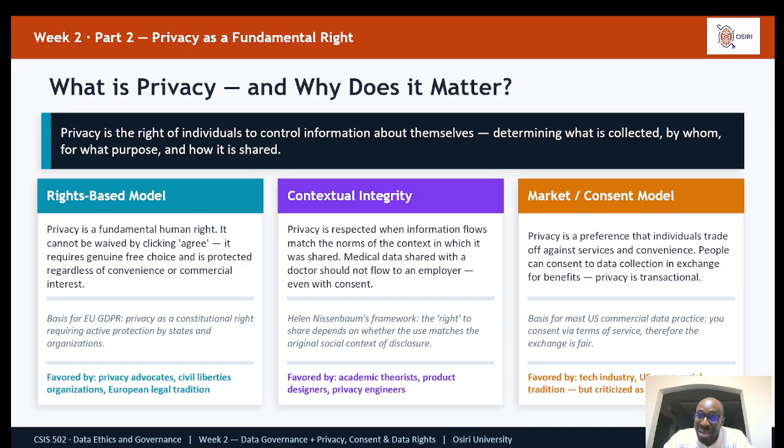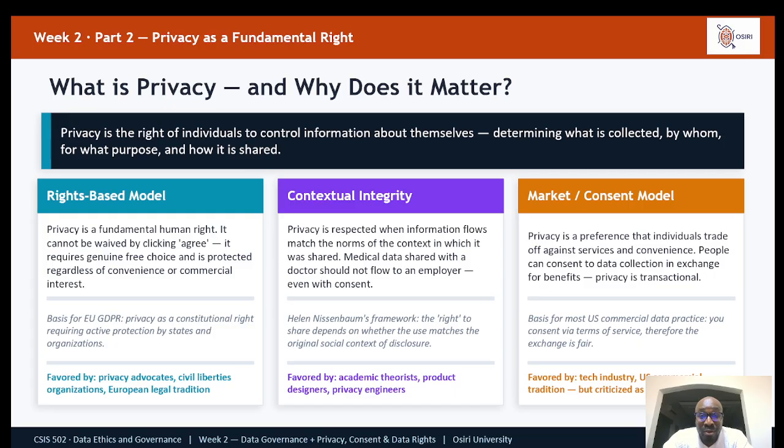Let's note that clicking agree under T and C, meaning terms and conditions, does not mean that you are waiving your privacy, no matter what is written on that terms and conditions document. We'll look at that as we proceed. Privacy requires that you have free choice and you are protected regardless of convenience or commercial interest.